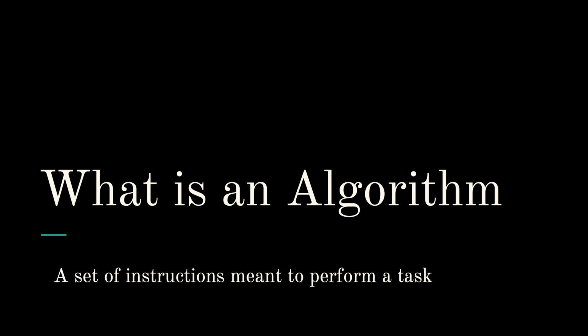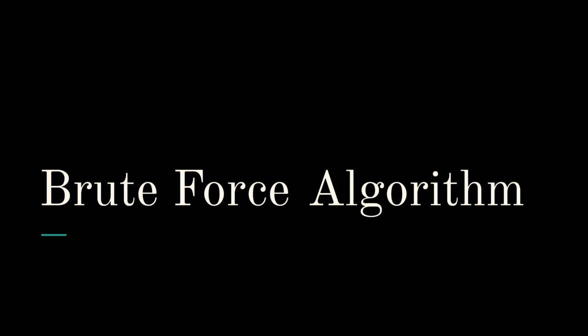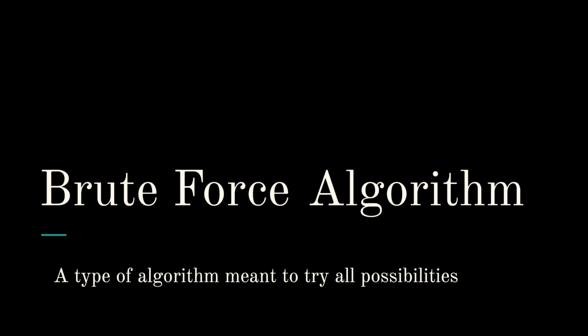What are algorithms? Algorithms are a set of instructions meant to perform a task. An algorithm must solve a problem. There are a bunch of types of algorithms, but I'm only going to go over a few. The first is the brute force algorithm. Let's say you wanted to figure out a password. You would want to try every combination of passwords. The brute force algorithm would generate every combination of letters and numbers to solve a password.